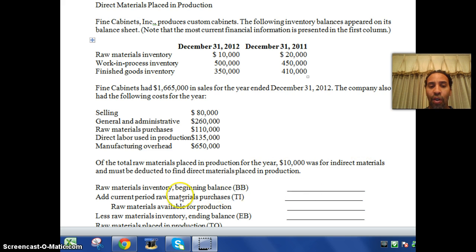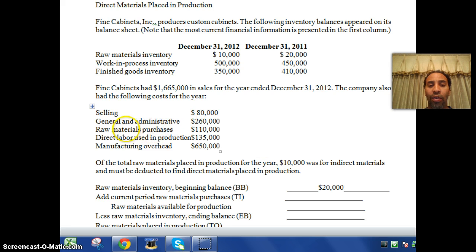So it says raw materials inventory beginning balance. Well, the beginning balance is going to be in 2011 because 2011 is prior to 2012. So here you just put $20,000. That is our beginning balance, or BB. Then it says add current period raw materials purchases. So transferred in. So if we begin with 20,000, what transfers in?